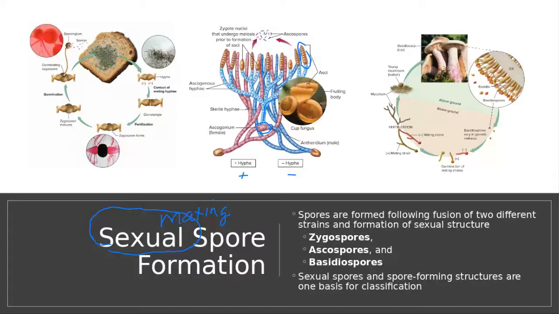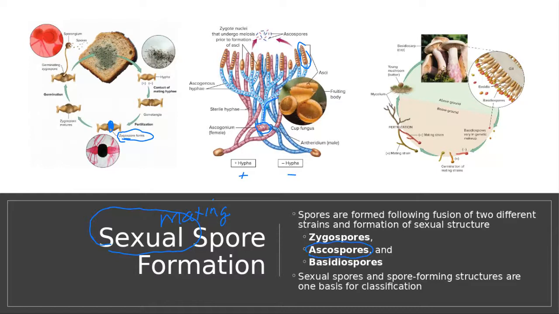There are three types of sexual spore. First is called the zygospore. It is produced by a zygote, which is the fertilization of positive and negative hyphae, and then produces this spore like a zygote. This zygote is actually a spore. So this is what we call zygospores. Usually this is for the mold that grows on bread, for example. They produce zygospores.